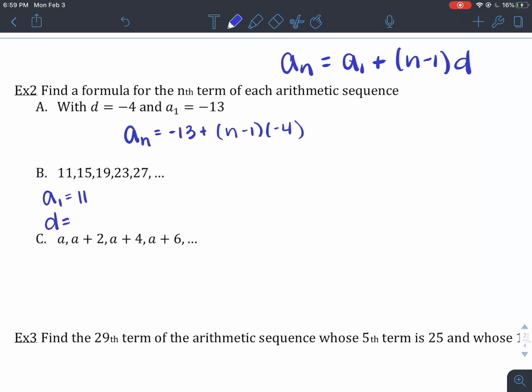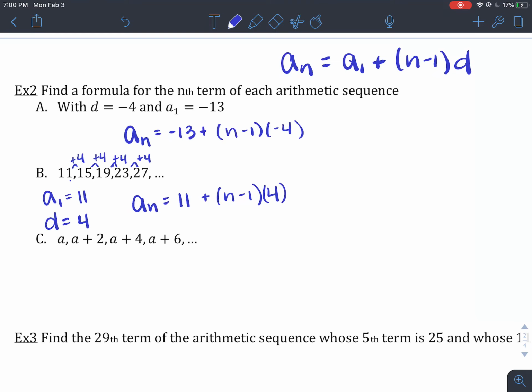We have to figure out what our common difference is, but we're just going to look, okay, what's the difference between 11 and 15? Well, that's plus 4. 15 and 19, plus 4. 19 and 23, plus 4. 23, 27, plus 4. Our common difference is positive 4. Again, we've already derived this formula. We did it just up above. So a sub n is equal to 11 plus n minus 1 times 4.